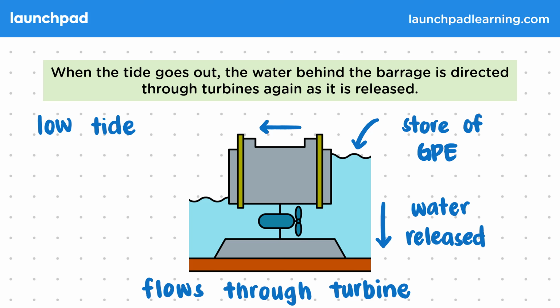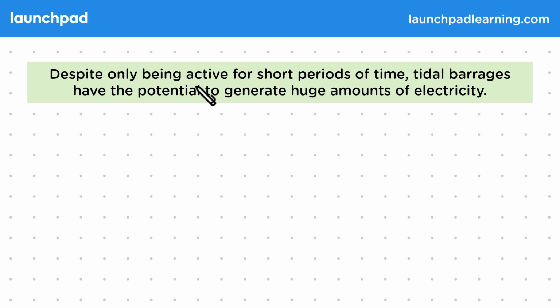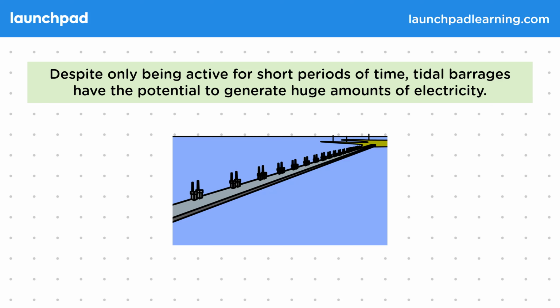So how useful is tidal energy as a resource? Despite only being active for short periods of time, tidal barrages have the potential to generate huge amounts of electricity. So coastal areas experience 2 high tides and 2 low tides every day, and barrages only work when the tides change. But the energy gain is huge, and it actually has the potential to generate 20% of Britain's electricity.